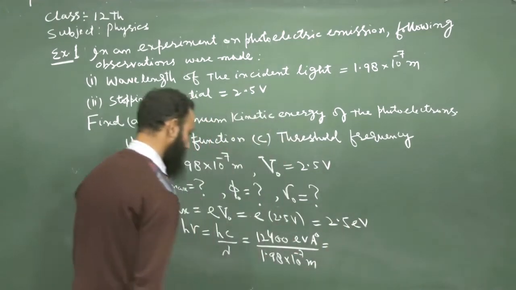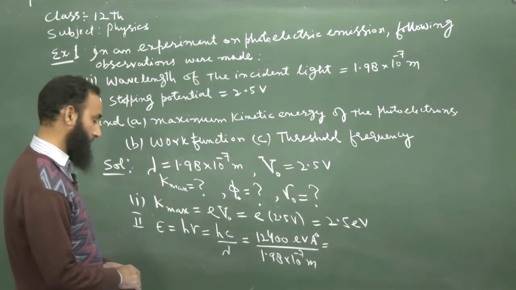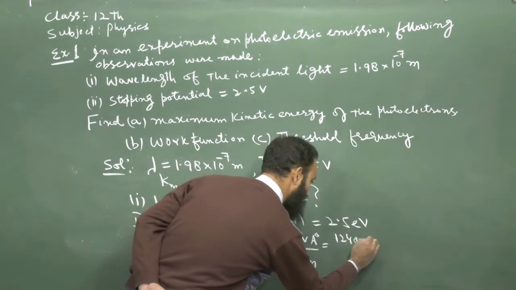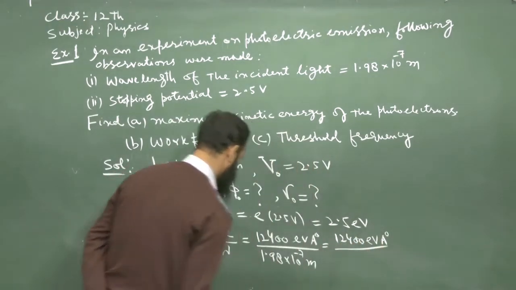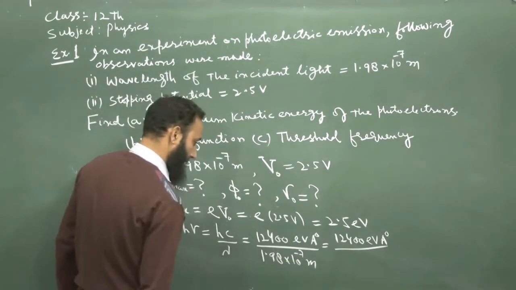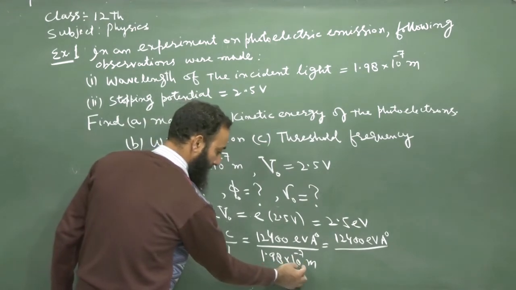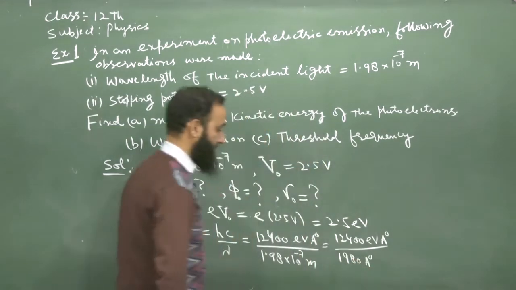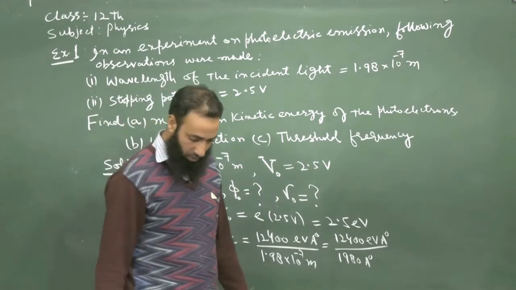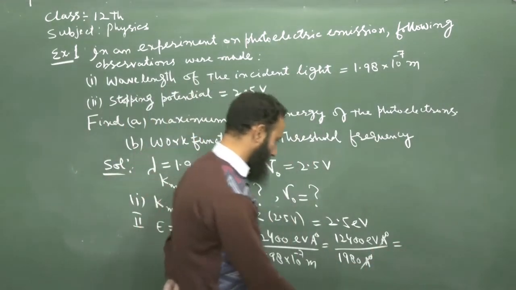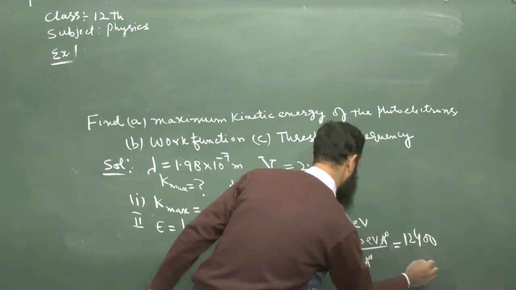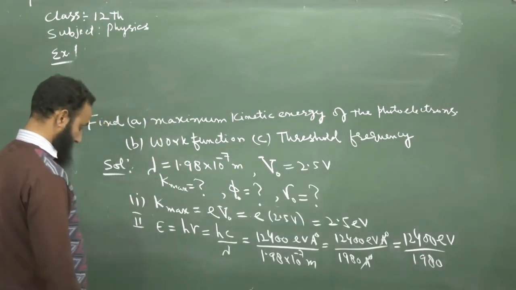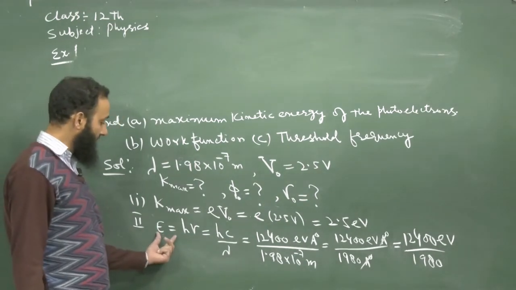This gives the energy of the incident photon in electron volts, 12400 electron volt angstrom divided by the wavelength. When we convert it to angstroms, an angstrom means 10 raised to power minus 10, so you divide by 10 raised to power minus 3 and multiply by 10 raised to power minus 3. You will get 1980 angstroms. When we calculate this, it comes out to be 12400 electron volt divided by 1980.